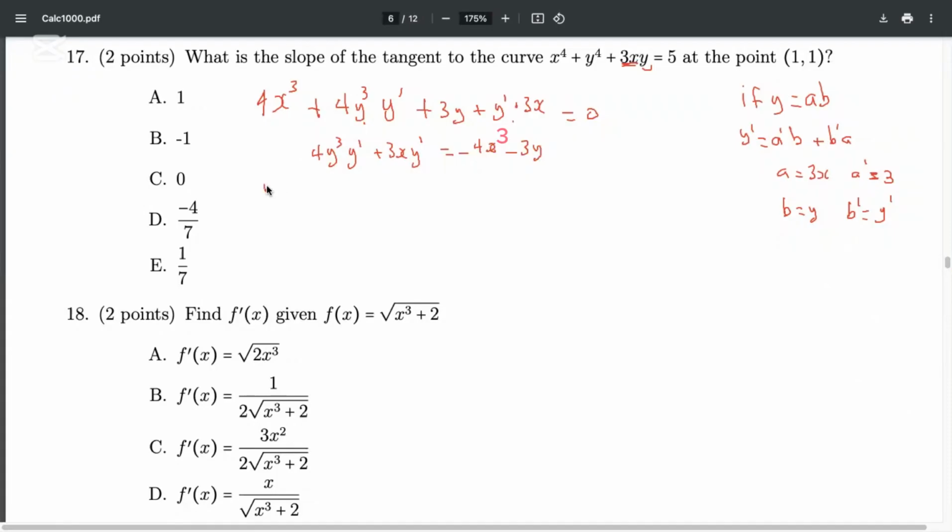I'm going to factor out y prime, and I'm going to get y prime times (4y cubed plus 3x) equals negative 4x minus 3y. And therefore y prime equals negative 4x minus 3y all over 4y cubed plus 3x. Okay, so that's y cubed right here.